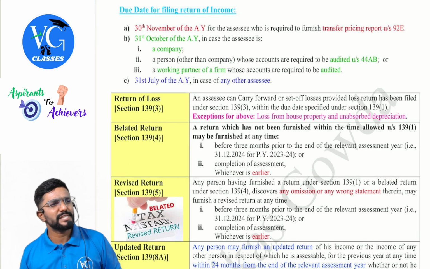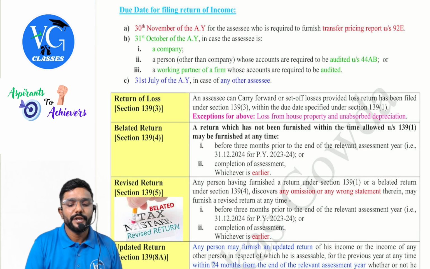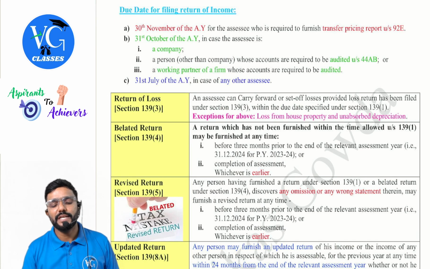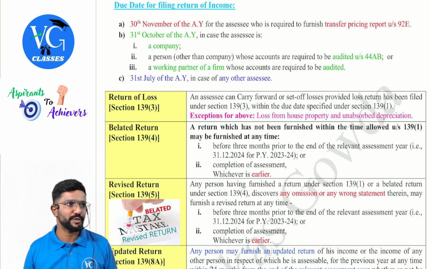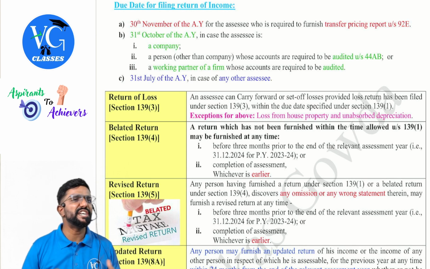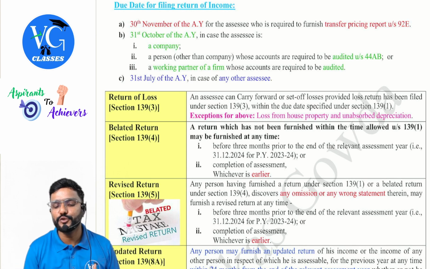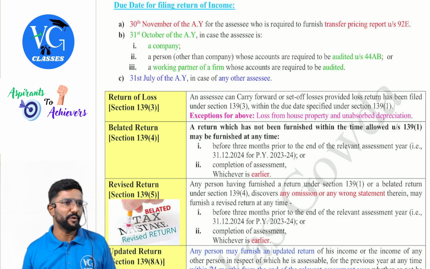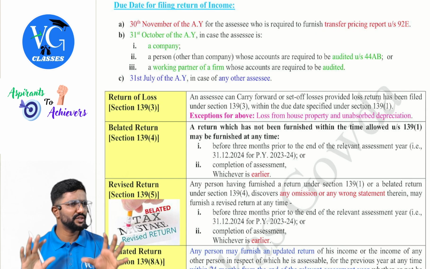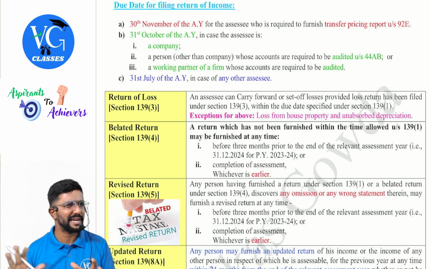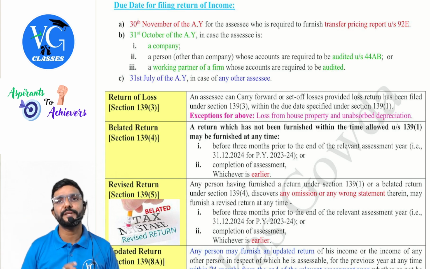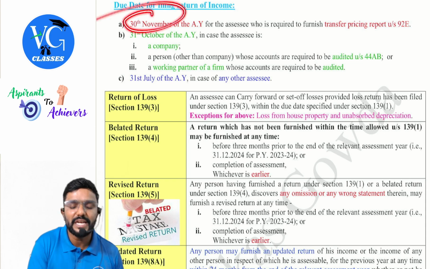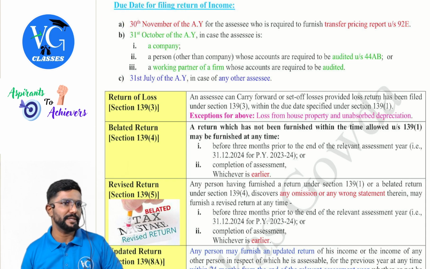See, this is a part of the assessment procedure chapter. The due date for filing the return is given in section 139 subsection 1, guys. There are 3 due dates applicable in 3 different scenarios. If the assessee is engaged in an international transaction where he is supposed to furnish a transfer pricing report as per section 92E, this is not a part of your intermediate syllabus, transfer pricing and all. But if he is supposed to submit a transfer pricing report, what is the due date applicable for him? 30th November of the assessment year.